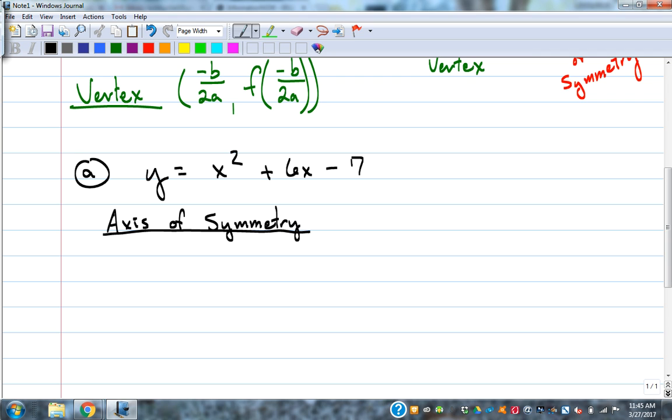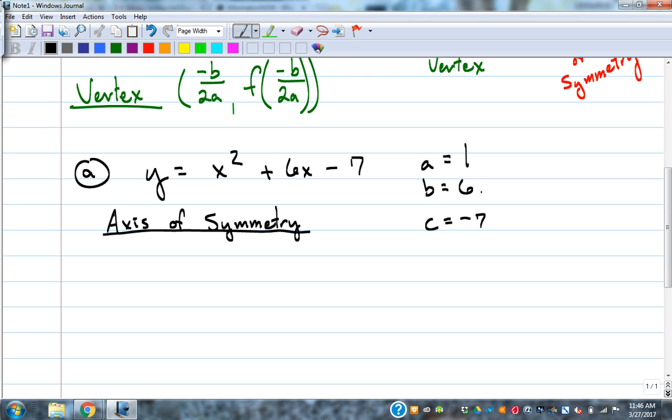One of the things that I think helps when you're doing this is to make yourself a list. What's A, B, and C? We're not using C right now, but we're going to use it later this week, okay? We're not using it to find the axis of symmetry. We'll use it for something else later. What's A in this problem? 1. It's always what's in front of x squared. So A is 1. B is always in front of x, so it's positive 6, right? And then C would have to be the other number, negative 7.